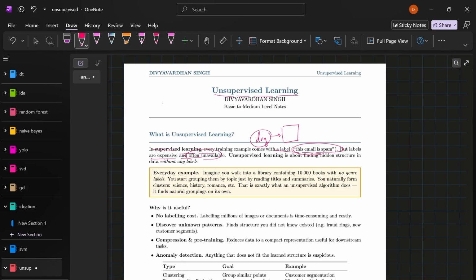Okay, so what can you do in such cases? In such cases we use unsupervised learning. Unsupervised learning is about finding the hidden structures in data without any labeling. Okay, so now let me just give you an example.